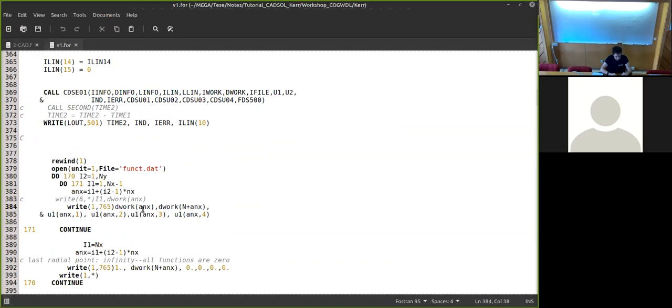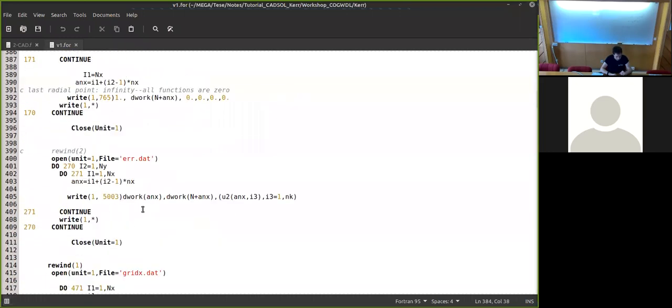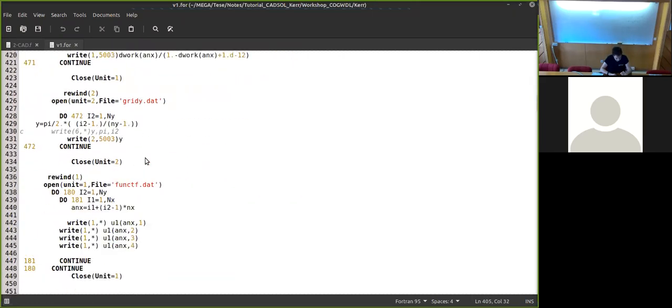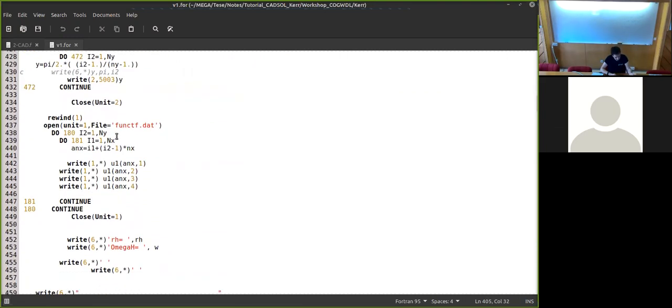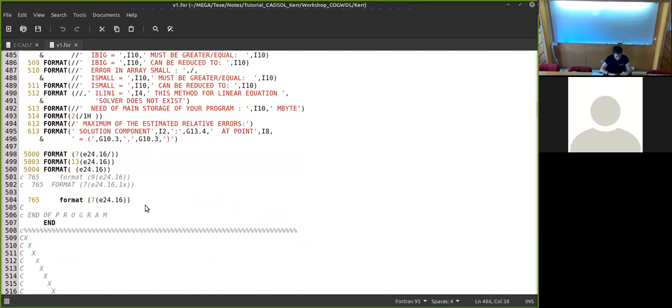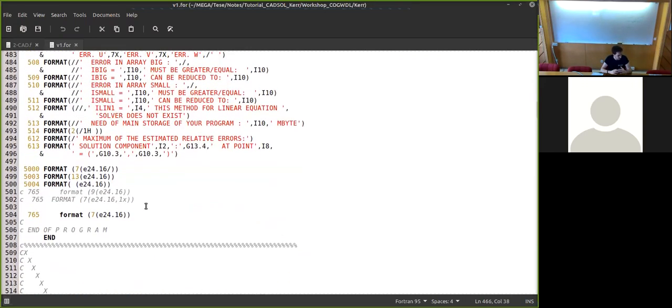So in this file, we'll print the untyped functions, f1, f2, f0, and w. It will also print the errors, and print the grids, so the grid associated to the x direction and the y direction. And here we'll print again the functions, but in a different way. And finally, we'll print the parameters, the input parameters of the problem, in this res file. But yeah, basically this is the solver.